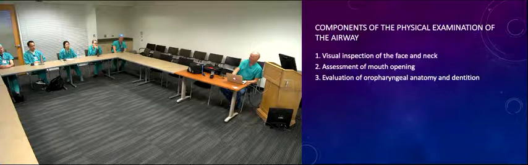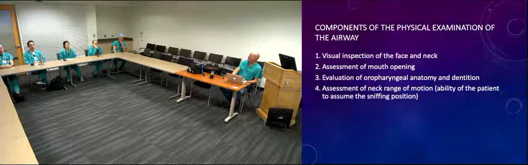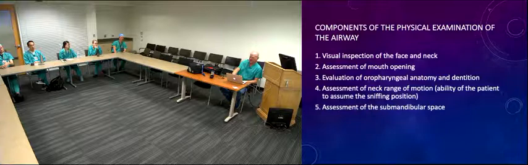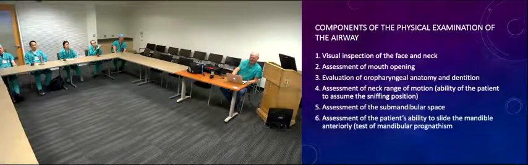So look at the mouth and the teeth. Assess range of motion of the neck. Why is that important? So you can get them in the sniffing position. Right, because we're trying to line up the axes. Take a look at the submandibular space. Again, when you talk about just generally looking at somebody, look at their body habitus, and their ability to slide their mandible forward, or prognathate. I love that word. Anybody else like that word?